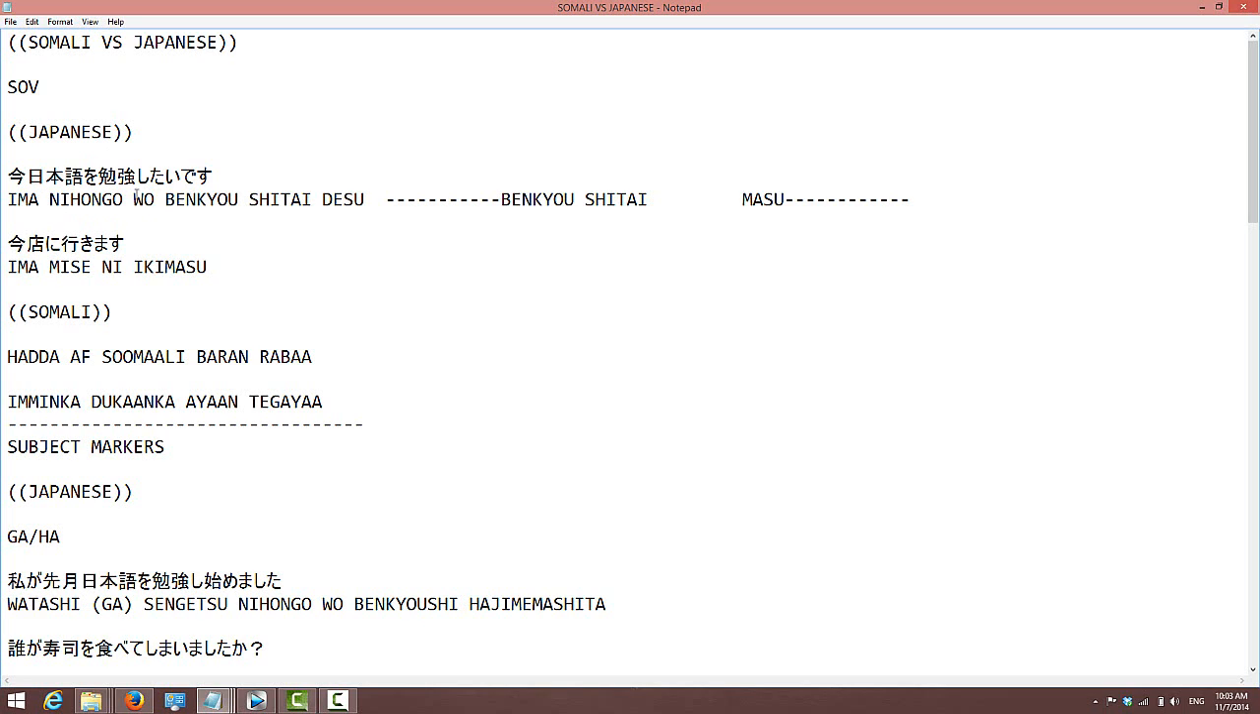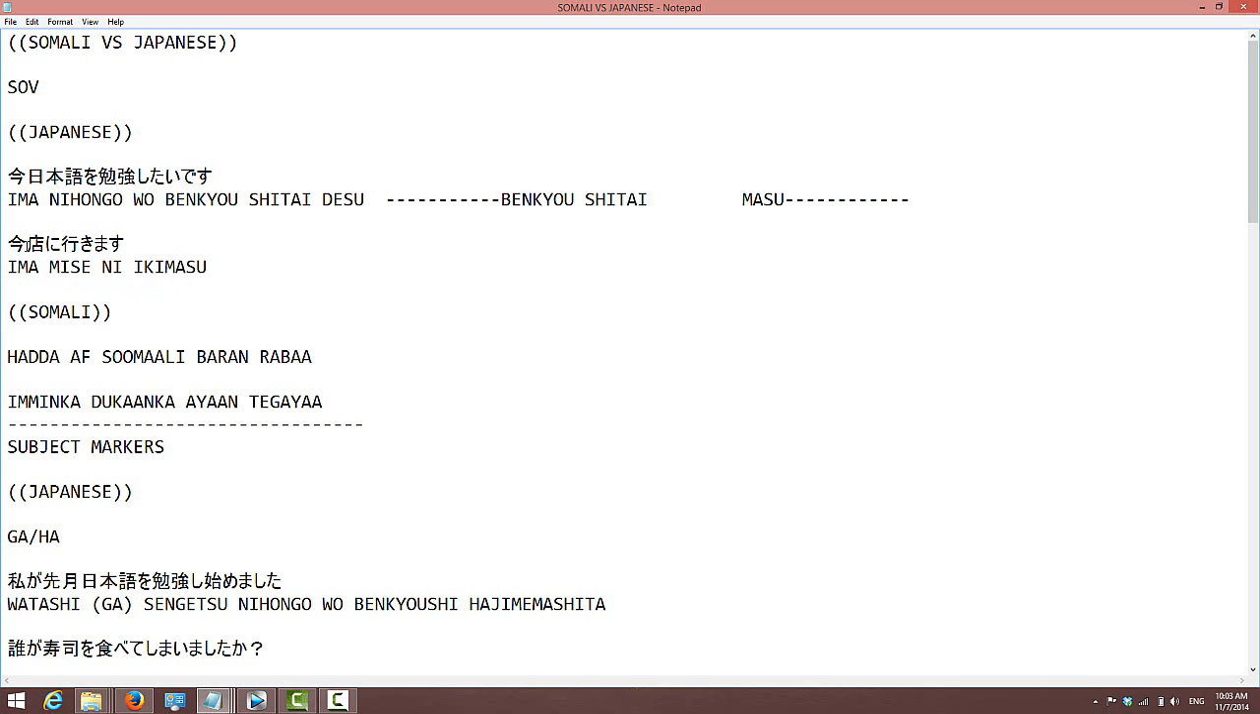Ima nihongo o benkyou shitai desu. Another example: ima mise ni ikimasu. Ima again is now. Mise means shop or store, and ni is the direction particle, towards. You're going towards the mise, and then ikimasu is to go. So ikimasu can mean you go in general or you're going to go, right?